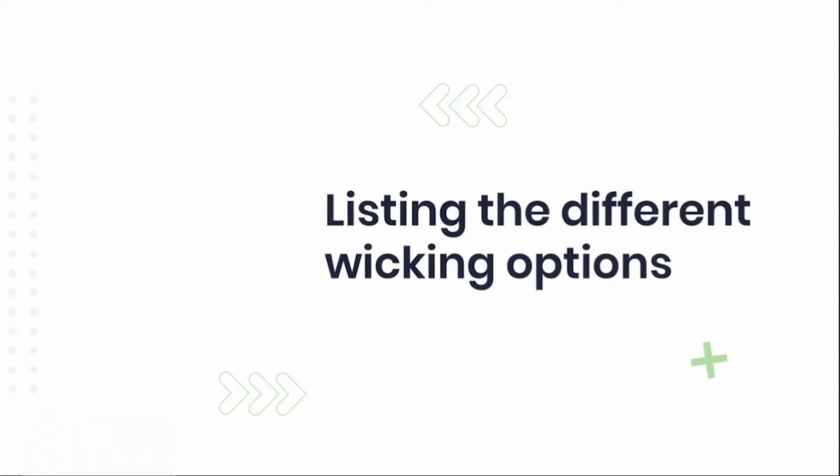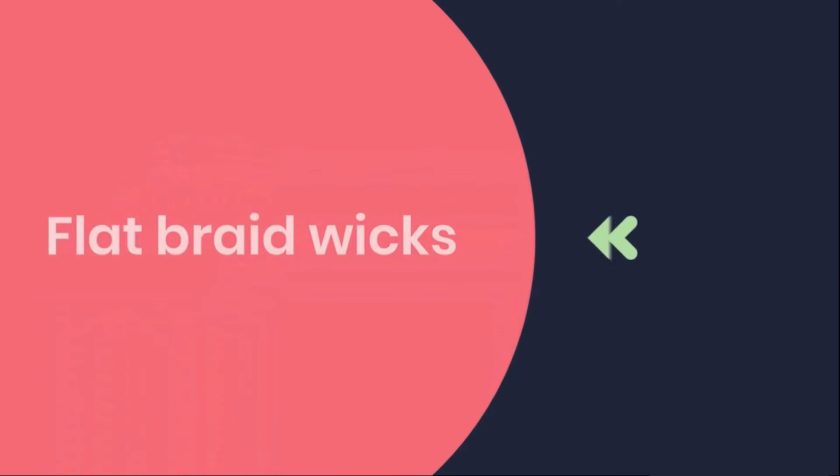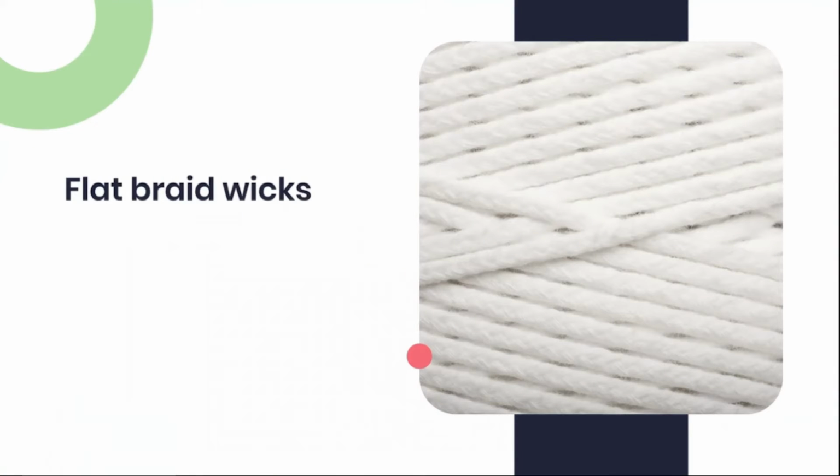We'll begin our lesson by exploring the different wicking options. Firstly, we're going to look at flat braid wicks and what exactly they are. Flat braid wicks are the first within the category of the different cotton candle wicking options. The name of the wick is taken from its composition.